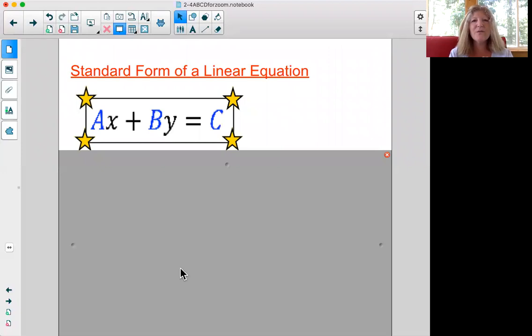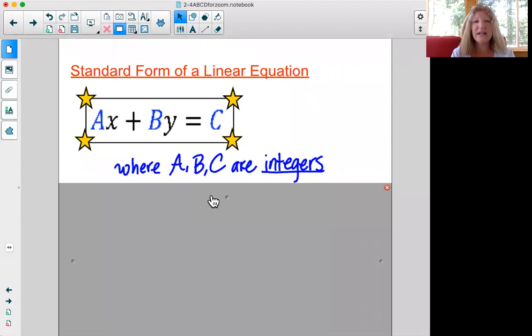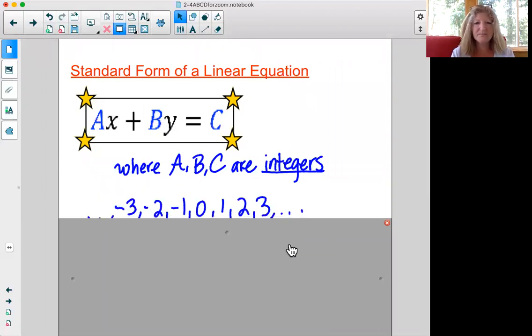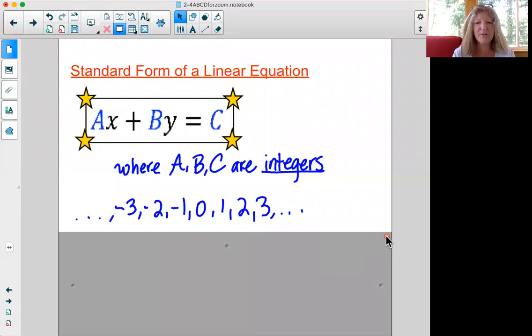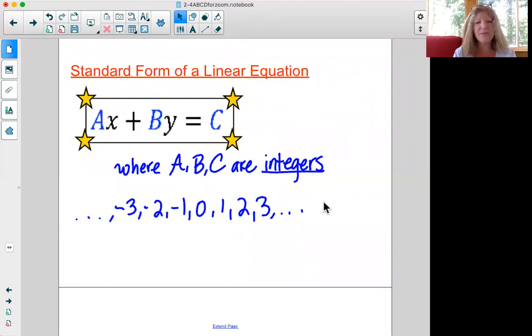So here's the third form of a line. Standard form is written in this way: AX plus BY equals C, where A, B, and C are integers. And what is an integer? Just to remind you, an integer is a number that's part of this set: all the negative integers, all the positive integers, and 0. So whole jumps, including all the positive integers, and whole jumps in the other direction, including all the negative integers.